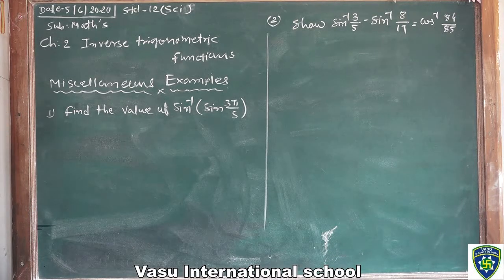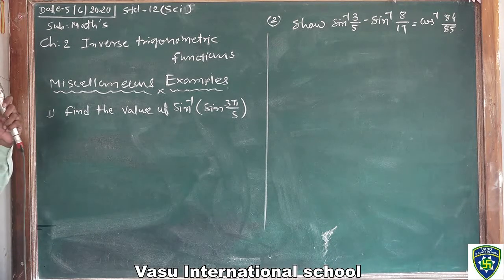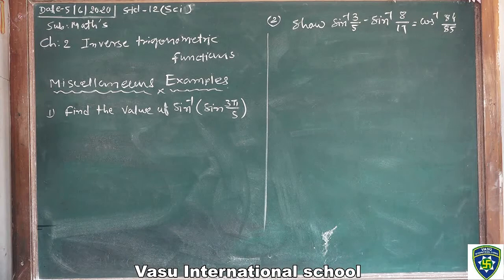Standard 12 Science, Subject Maths, Chapter number 2, Inverse Trigonometric Function. Now, miscellaneous examples. Find the value of sine inverse sine 3 pi by 5. We know the principal value of sine inverse. The domain of the range of the sine inverse function is minus pi by 2 to plus pi by 2.